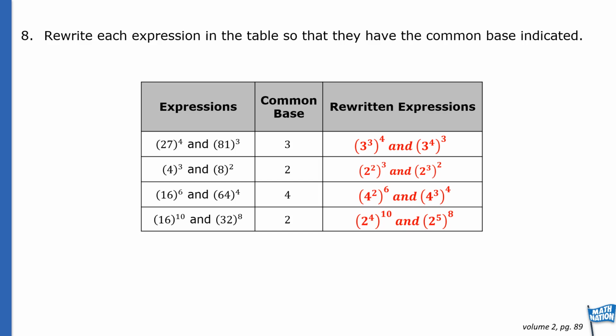For the second one, 4 raised to the 3rd power, we know base 2. Using base 2, 2 to the 2nd power gives us 4, and that's going to be raised to the 3rd power. And 8, 2 to the 3rd power gives us 8, and that's going to be raised to the 2nd power. We're just rewriting these expressions. 16, using the base 4. So 4 squared gives us 16. That's going to be raised to the 6th power. And 64, that would be 4 to the 3rd power, raised to the 4th power.